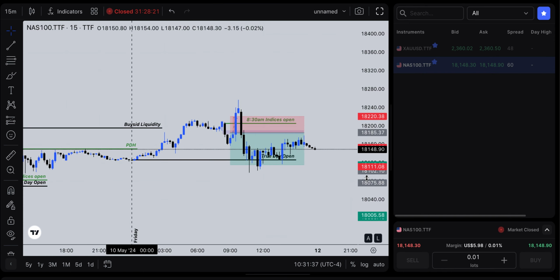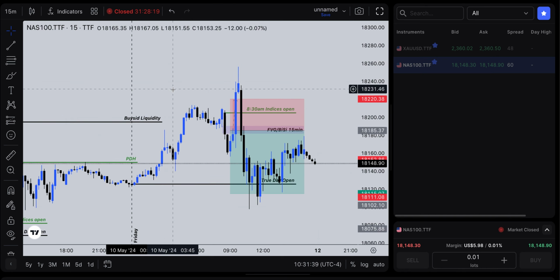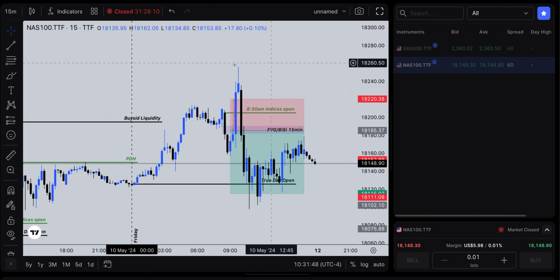This is the trade I took on Friday. Liquidity was grabbed. Manipulation occurred. I was part of the manipulation once again. It's like the same exact trade I took on Tuesday. I want to say I got stopped out the same way.